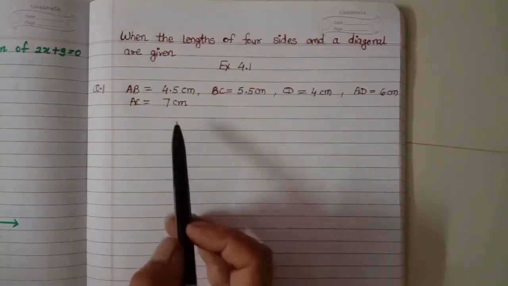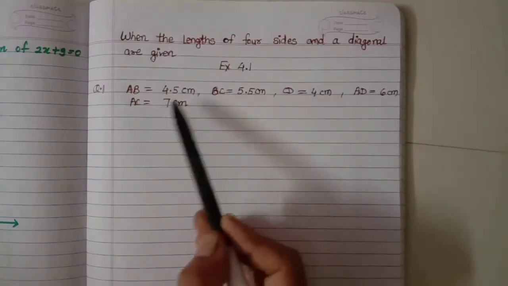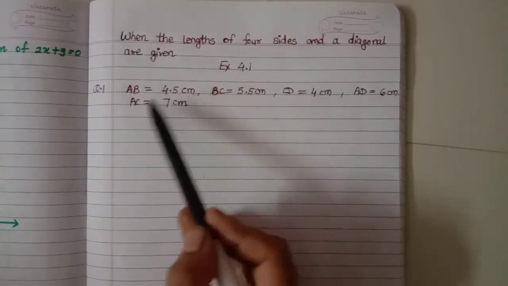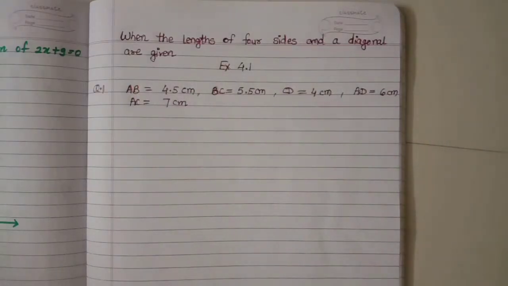As you can see in this first question, AB, BC, CD, AD and AC, 1, 2, 3, 4, 5. These 5 measurements are given. So with the help of these 5 measurements we can construct a unique quadrilateral. Let's see how we can construct a unique quadrilateral.